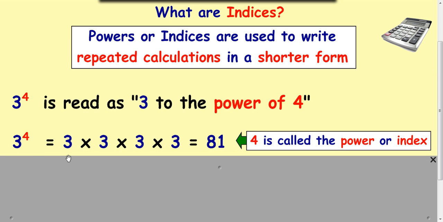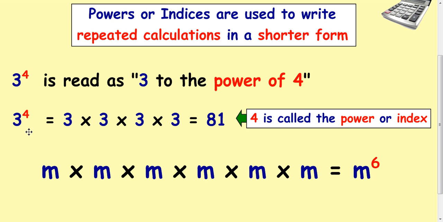So that would look like this. 3 to the power 4 is equal to 3 times 3 times 3 times 3, which comes to 81. So again, I've just made a note here, 4 is called the power or the index, which is why these are called indices. Now, you don't always have to do this calculation with a number. You can use algebra as well. So m times m times m times m times m times m is m to the power 6.